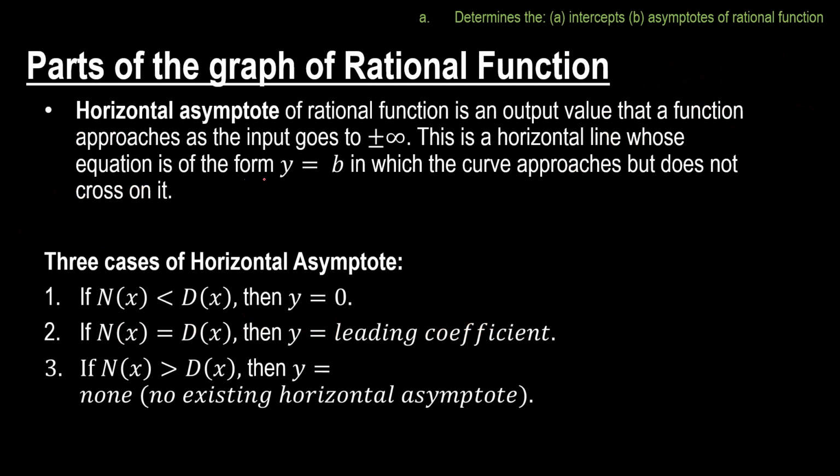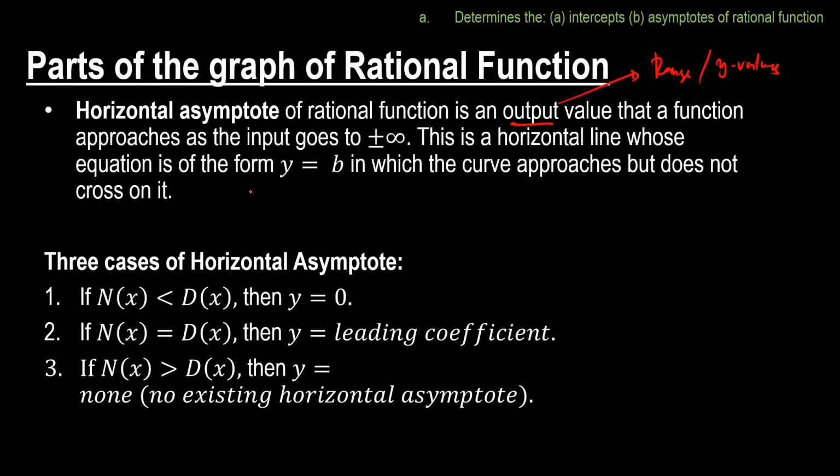Next. A horizontal asymptote of a rational function is an output. When we say output, this is the range or the y values that the function approaches as the input goes to positive and negative infinity. This is a horizontal line whose equation is of the form y is equal to b, which the curve approaches but does not cross.